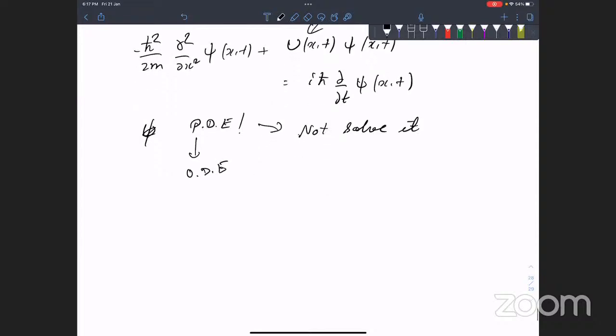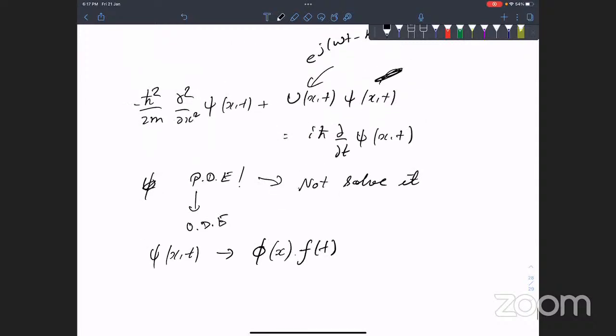How do we do that? A very tried and true method called separation of variables. We break it into something that is a function only of distance, and another thing that is a function only of time, f of t. So we say our wave function is separable. This is a way to solve Schrodinger's equation.